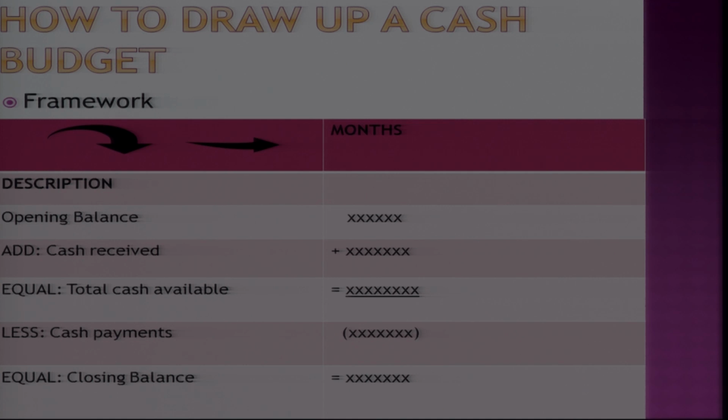Now you need to know your closing balance of 1 month is always your opening balance for the next month. So if your closing balance for January is 20,000, it will be your opening balance for February. So your opening balance for February will be 20,000. And let's say your closing balance for February is 5,000, your opening balance for March will be 5,000.